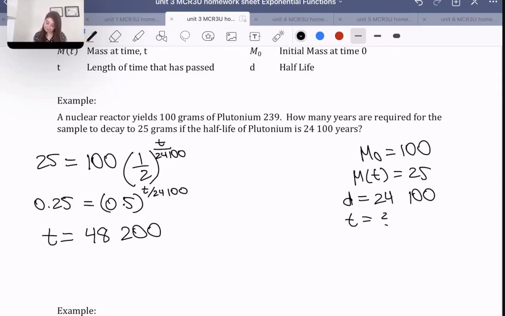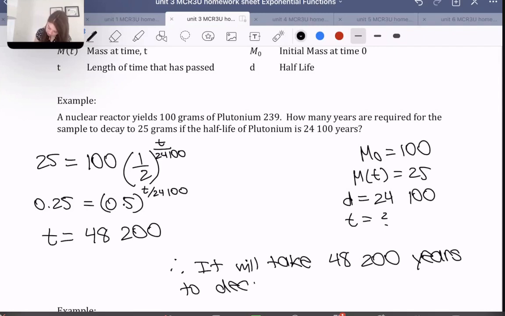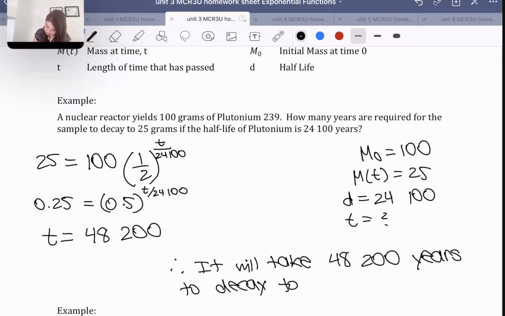So therefore, it will take 48,200 years to decay to 25 grams. Very good. Very, very good. All right.